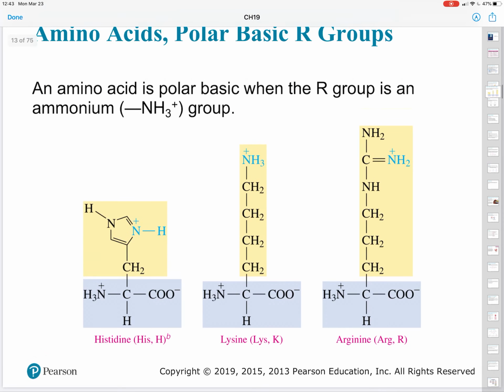And then our basics, there's 3 of those. These guys all have nitrogens on them that have all gained an extra hydrogen. So they've all got those ammonium charges on them. Histidine, lysine, and arginine. We saw in the last chapter that histidine is what we get histamine from. All right. So you want to be able to sort these into their groups to know which ones are polar, which ones are nonpolar, which ones are charged.